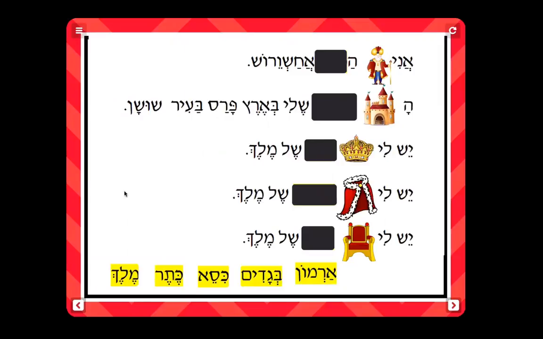Okay, so now the kids have to drag the words to the correct place and they have to read them in order to do that. So they would see מלך, they would drag it here.